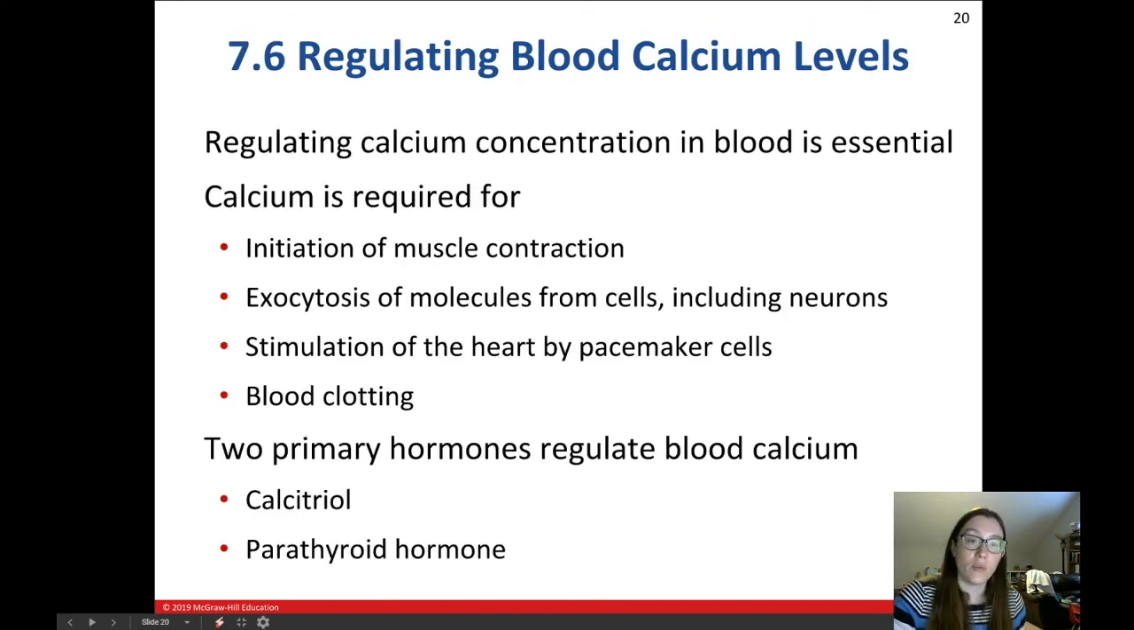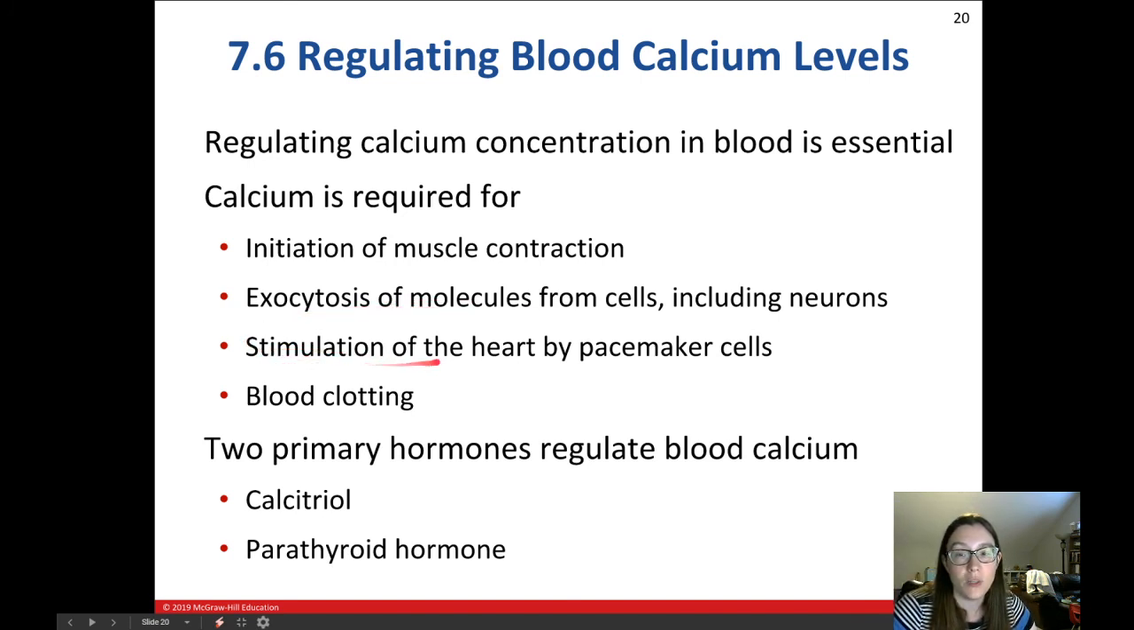So calcium is really important for a couple of things. It is essential for the initiation of muscle contraction. When we get to chapter 10, we'll talk about why calcium is so important and what it does in muscle contraction. It's also really important for the exocytosis of molecules from the cells, including neurons, so the neurotransmitters from the neurons. So our nervous system depends on calcium.